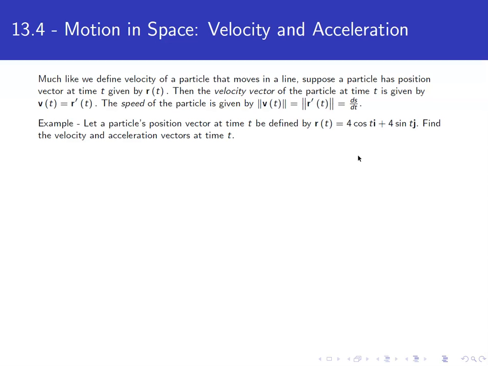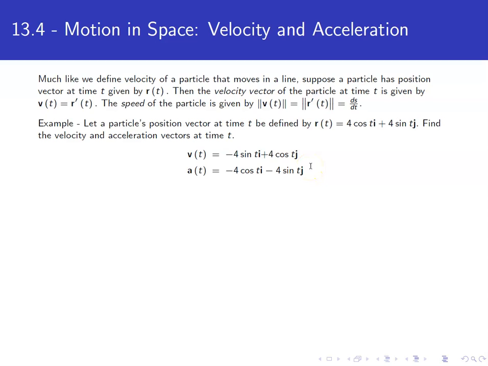All right, so let's do an example. Let's say we have the position of a particle be given to us by this two-dimensional vector function 4 cosine t times i plus 4 sine t times j. And we want to find the velocity and the acceleration vectors at time t. Well, we're going to find the first derivative to give us the velocity. So we'll get negative 4 sine t i plus 4 cosine t j.